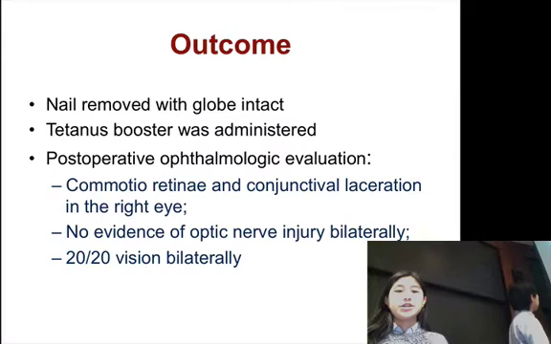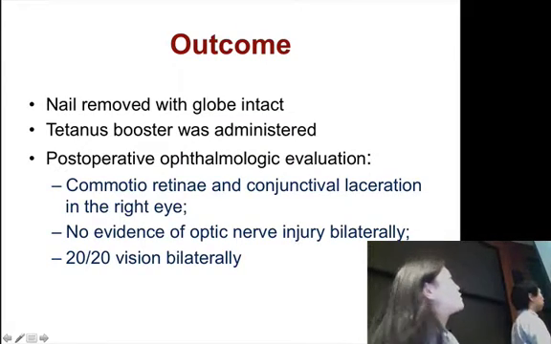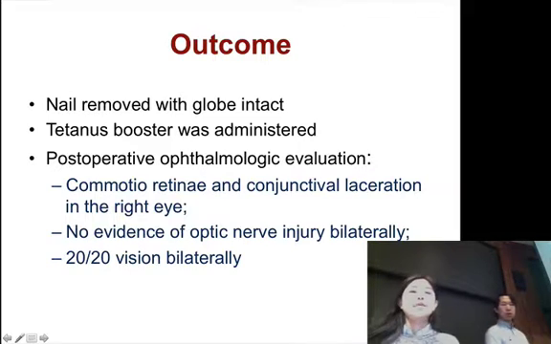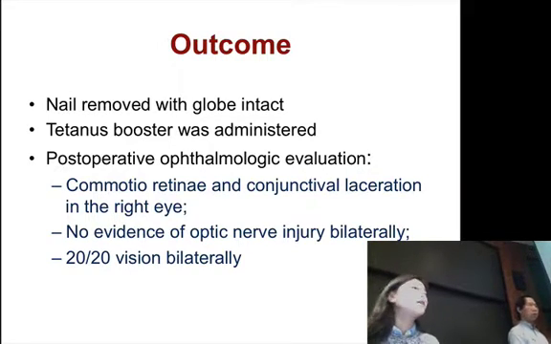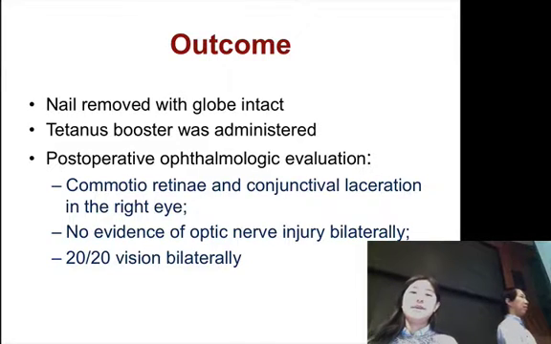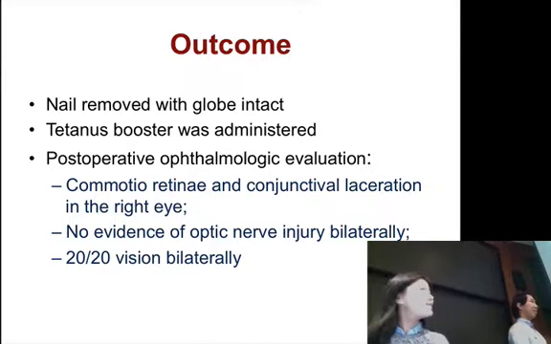So our patient, after the nail was removed and his globe was intact, was able to recover his vision, and he can see 20 out of 20 bilaterally. So he was very fortunate, and that's about it. Thank you.